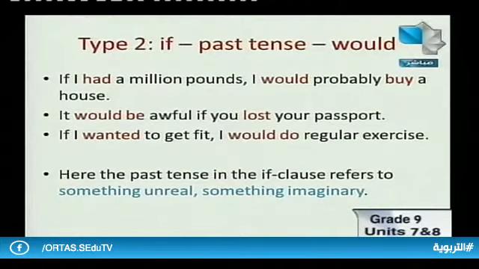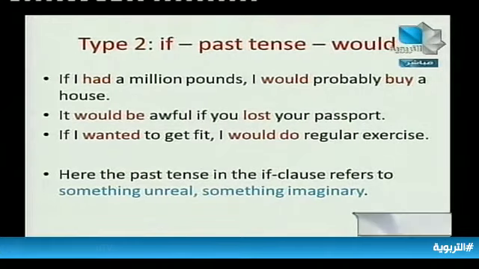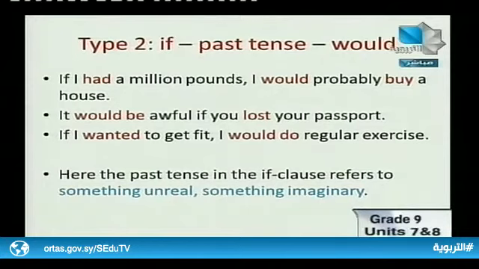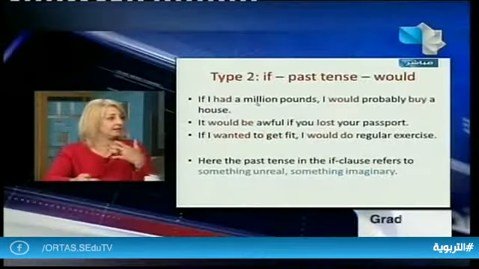For example, if I had £1 million, I would probably buy a house. In fact, you need more than a million. So you are imagining here. Yeah, I'm imagining. It means that you don't have £1 million. No, of course. You are imagining something about the present which is not true. So these students should know that this situation is not real. It's not going to be. You are supposing. You are imagining.